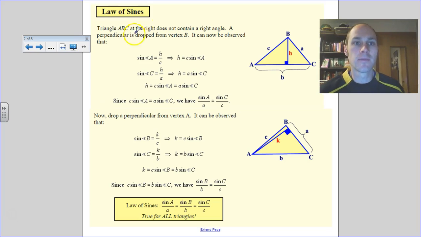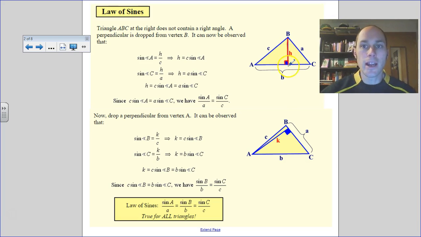So here's how it works. Triangle ABC doesn't have a right angle. So we take triangle ABC and we draw this line here. And we call it a perpendicular line from vertex B. So this would be the altitude. When we draw that altitude, we have multiple right triangles in here. So let's start off by taking the sine of A. That's opposite over hypotenuse, so H over C. And if we multiply both sides by C, we get H equal to C times the sine of A.